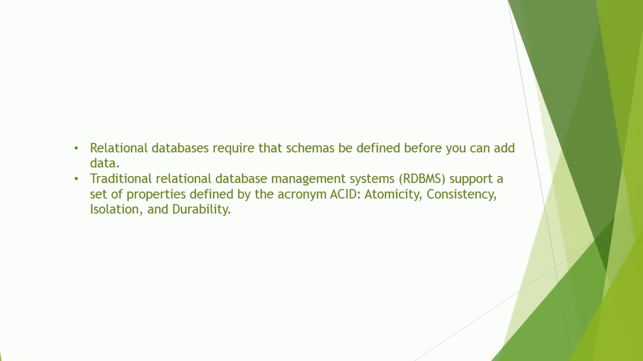Apart from that, traditional relational database management systems support a set of properties defined by the acronym ACID, which stands for atomicity, consistency, isolation and durability. Atomicity literally means all or nothing: a transaction executes completely or not at all. Consistency means that once a transaction has been committed, the data must conform to the database schema, otherwise it won't be accepted. Isolation requires that concurrent transactions execute separately from one another, and durability is the ability to recover from an unexpected system failure or power outage to the last known state.